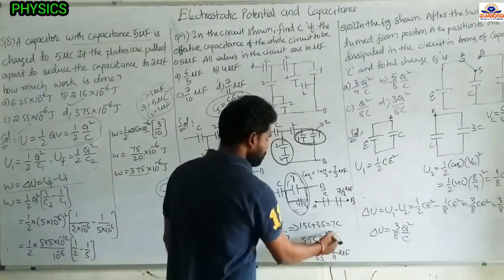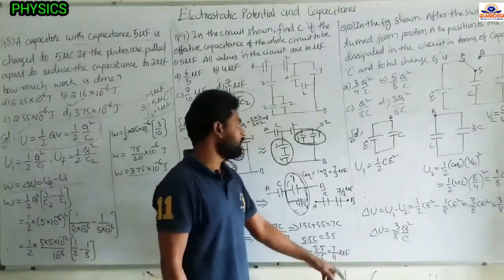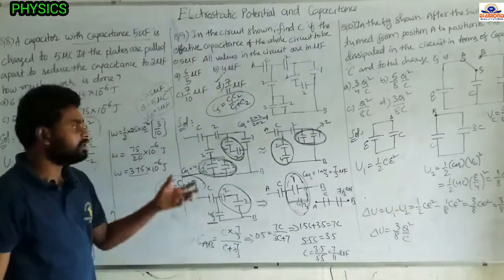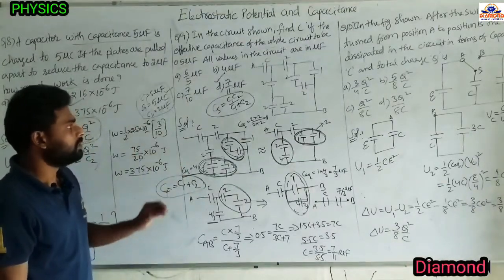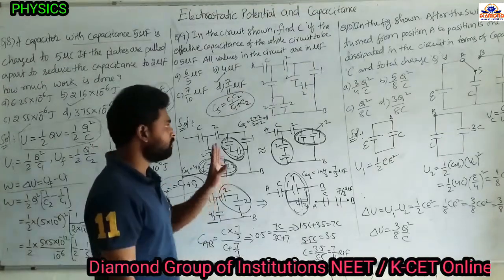So now C equal to 3.5 by 5.5, which is equal to 7 by 11 microfarads. So 7 by 11 microfarads. Whenever you are solving this problem, do it carefully. It will take some more time, but it is an easy problem. You can get it very easily, 4 marks.